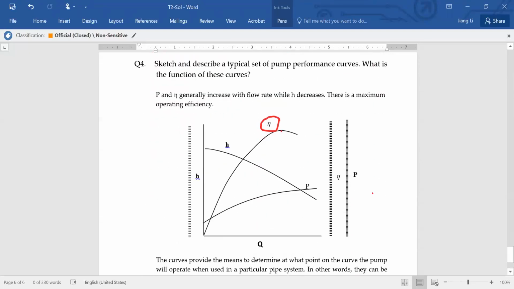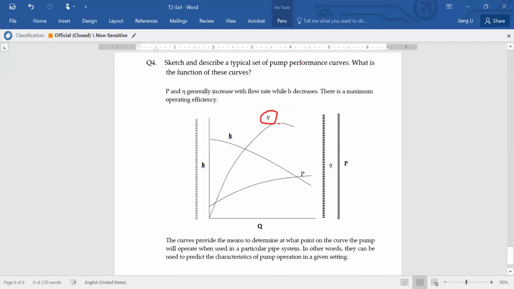Okay, question 4. Question 4 is a performance curve. This is the performance curve for a centrifugal pump. For a centrifugal pump, the performance curve is quite important. This one shows how the three parameters, head H, power P, and efficiency eta, change with volumetric flow rate. So the x-axis here is the volumetric flow rate. On the y-axis, you have three parameters.